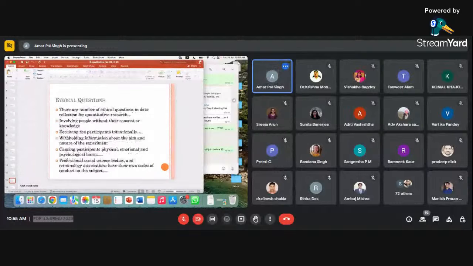The other problem is that of ethical questions, and researchers confront these things very often. There are a lot of ethical questions involved in this. So the people involved in the research process, their consent is not obtained, and sometimes questions are put to them without their knowledge as to what kind of questions they are answering and for what reasons. So this generally leads to what we call deceiving the participants, which sometimes may be intentional.